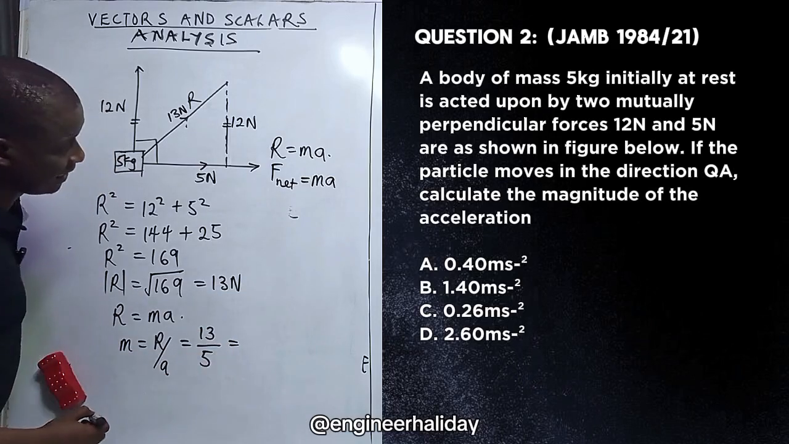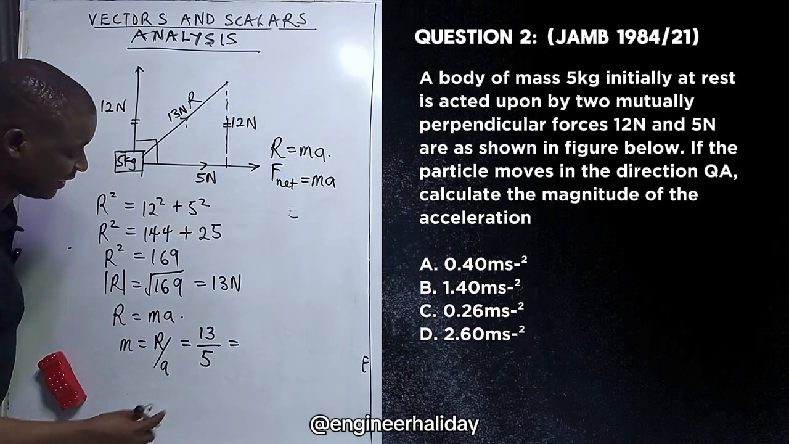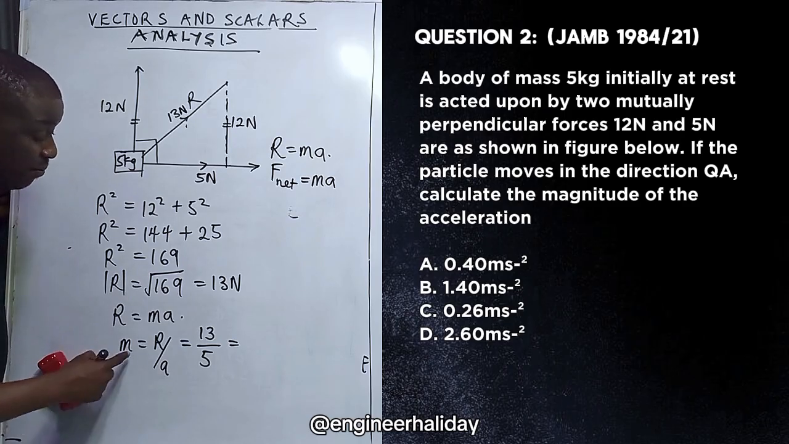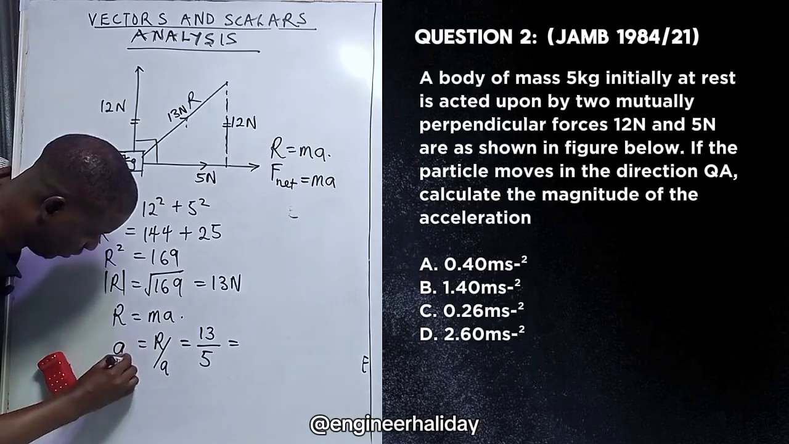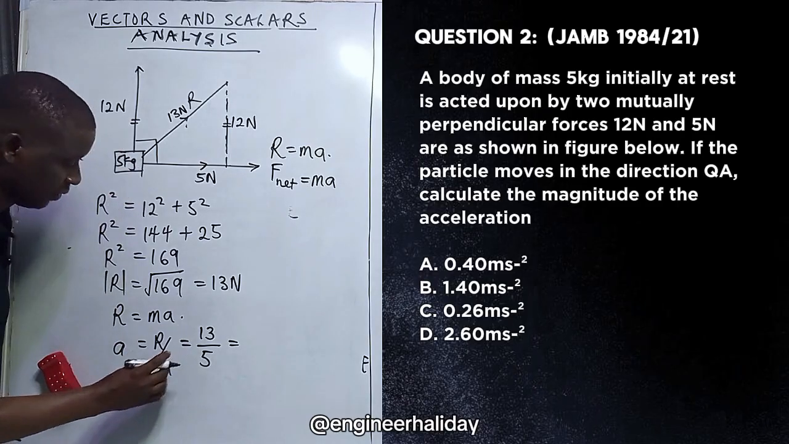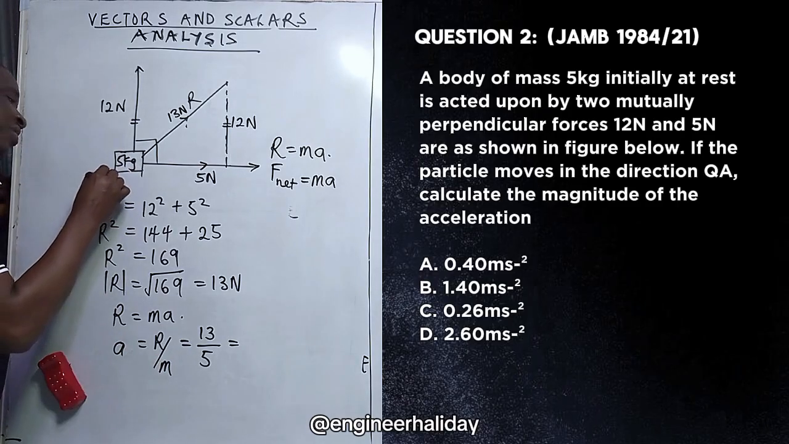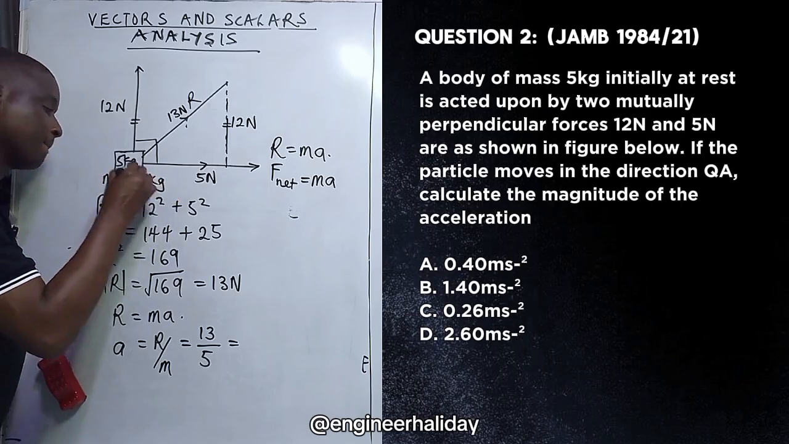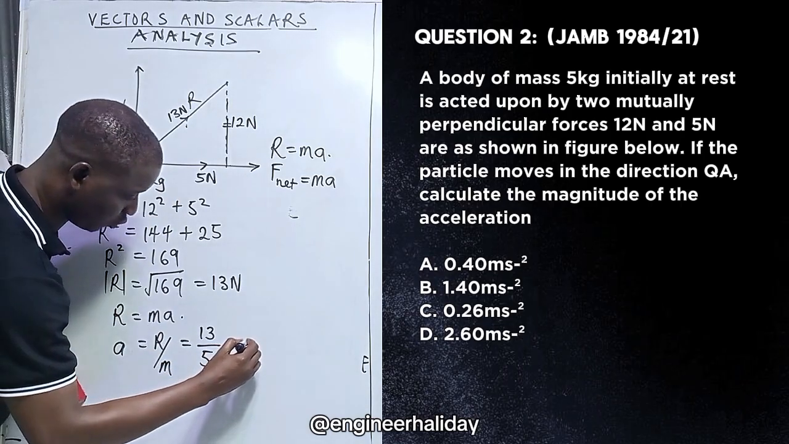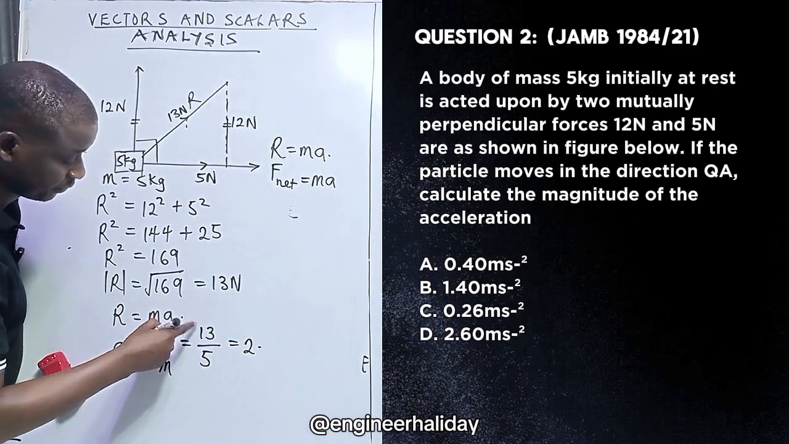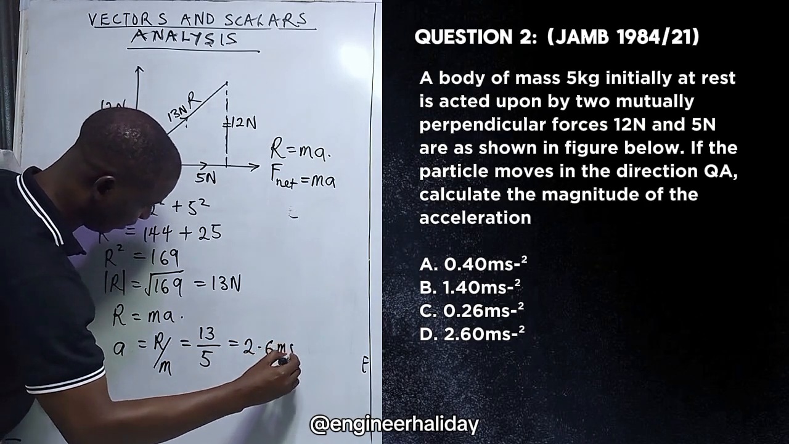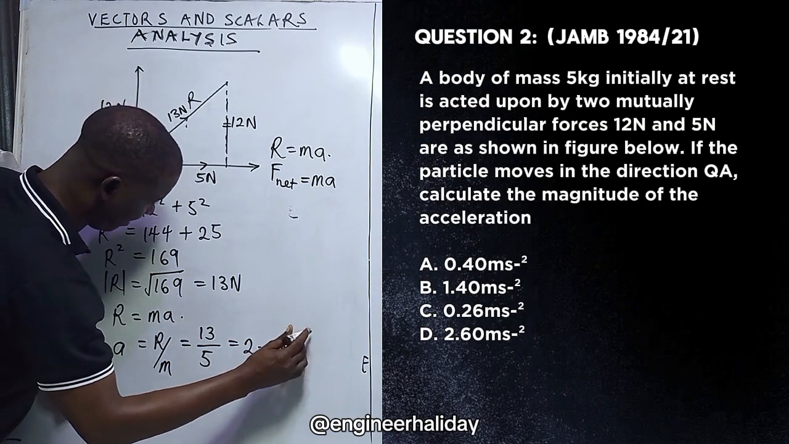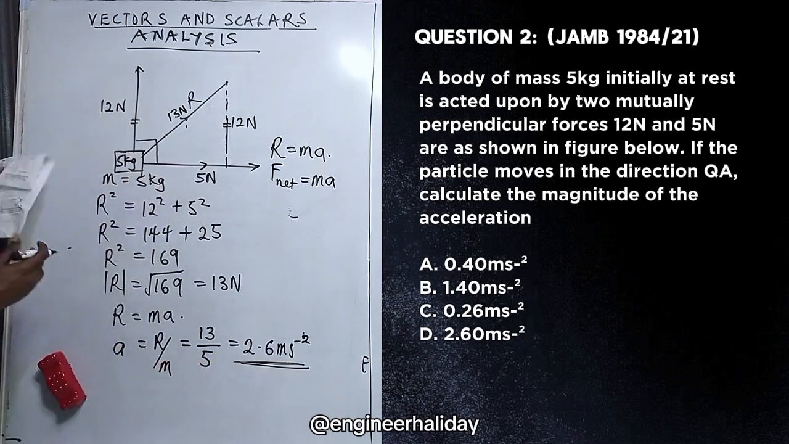So we are going to have to find A now. You just want to divide it by what? Sorry, here we are looking for acceleration. You divide by mass. So the mass is given as 5 kilogram. So you divide 13 by 5. I want to have 2 point, the remainder 3, add 0, you have 6. So we have 2.6 meter per second square as the acceleration.